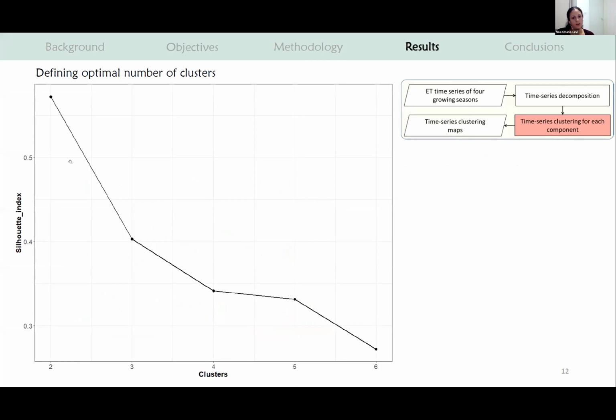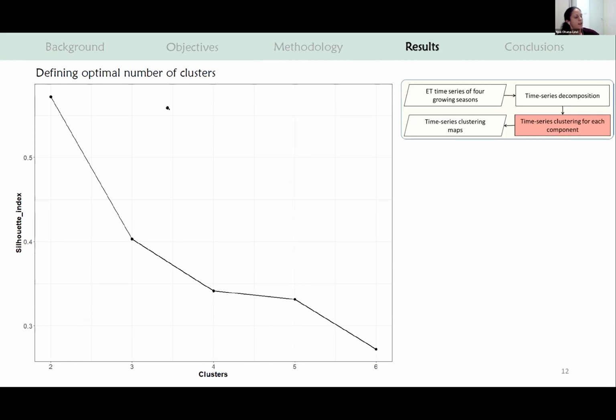So first of all, we wanted to know the right number of management zones. This is the silhouette index, which is a dissimilarity index. It tells us how well our clustering model performs. So it performed best using two clusters, or 2 management zones. So that was the number that we went with for the rest of the analysis.